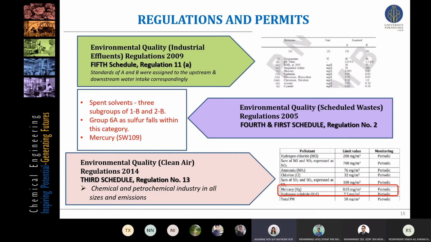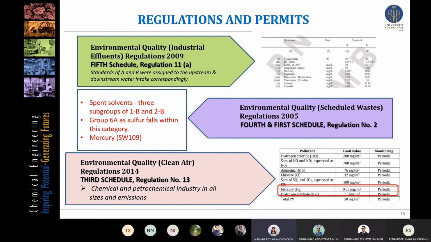There are three regulations to consider. Firstly, the environmental quality in accordance to the industrial effluents. It emphasizes standard A and standard B being assigned to the upstream and downstream water intake correspondingly. So for instance, suspended solids should be within the catchment of 50 milligrams per liter and standard B should be within the catchment of 100 milligrams per liter.